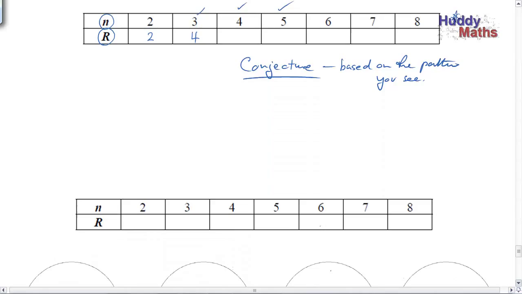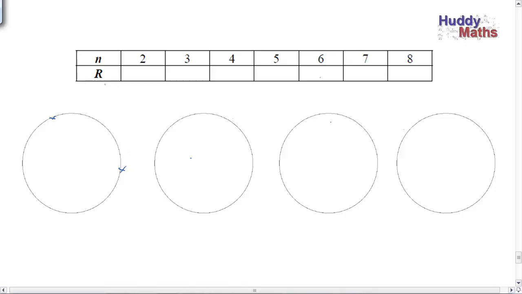Here we are. Let's start off. So we have 2 points. We join them and we get 1, 2 regions. 3 points. We've sort of already done this. Start with that. Join the other two. Then join the last one. 1, 2, 3, 4 regions.